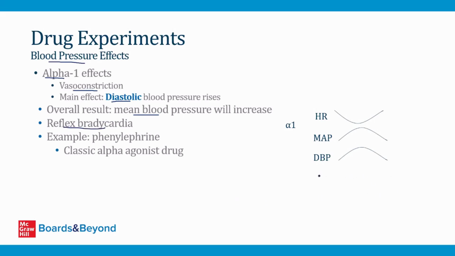And so these results are summarized right here. A drug that activates alpha 1 receptors is going to raise the diastolic blood pressure predominantly. That will lead to an increase in the mean pressure overall, and you will get a reflex fall in the heart rate. Classic drug to have this type of effect is phenylephrine. It's an alpha agonist drug. Classic example of a drug that creates these physiologic responses shown right here on this slide.